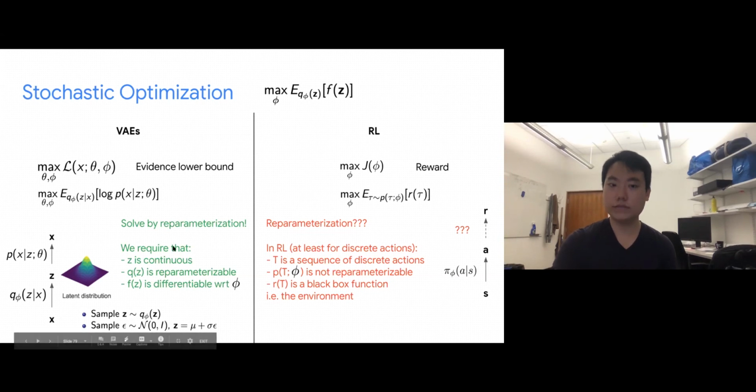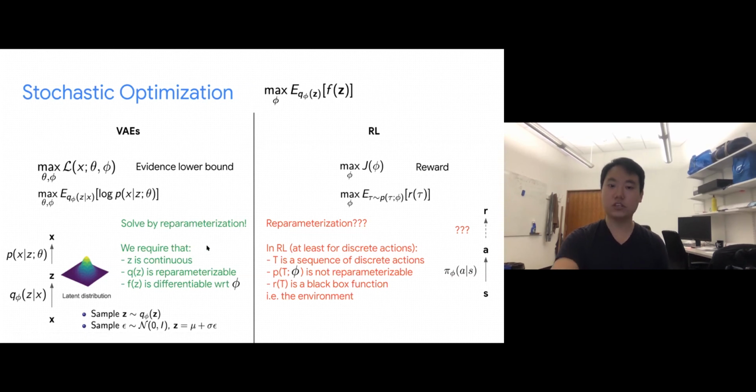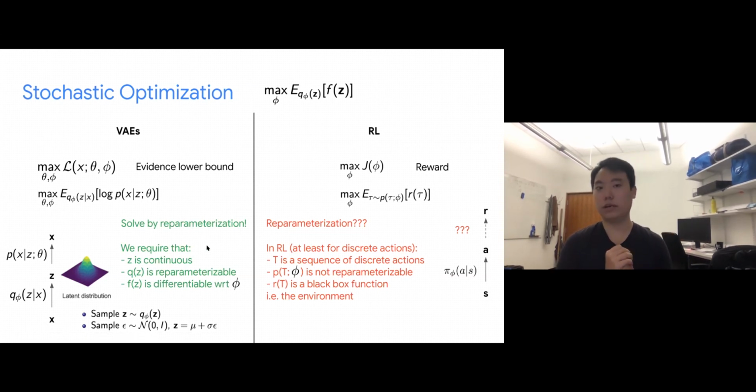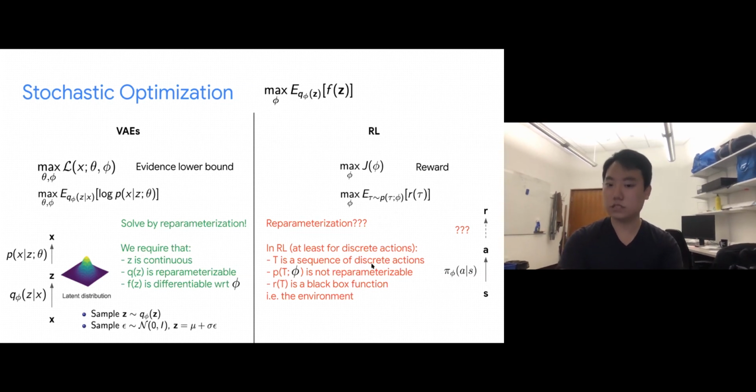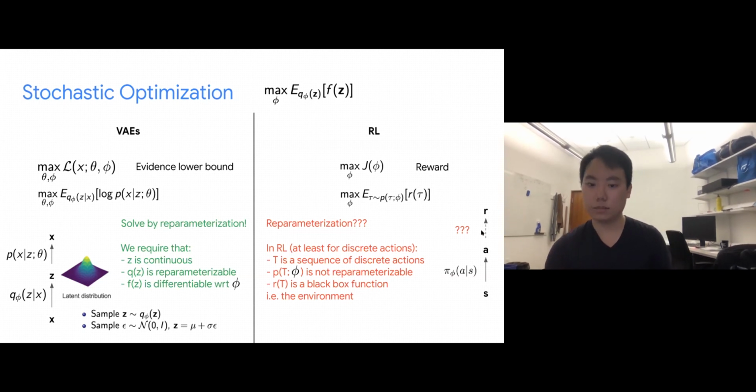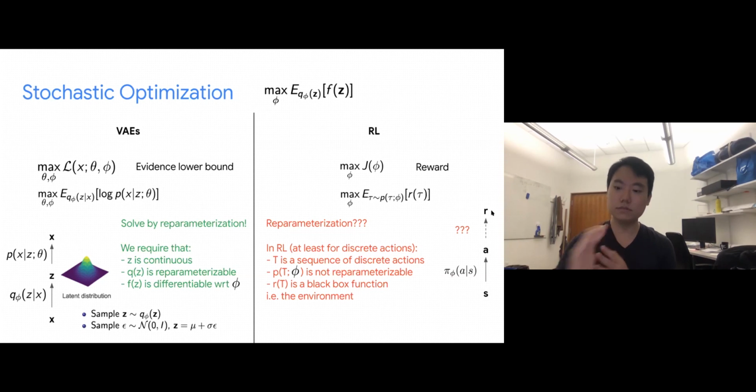So although both of these fall under the same framework of stochastic optimization, we've seen that there are some conditions that, if met, let us solve stochastic optimization through reparametrization. But at least in the case of RL, because of discreteness and because of this black box function that produces the rewards, we can no longer do this.